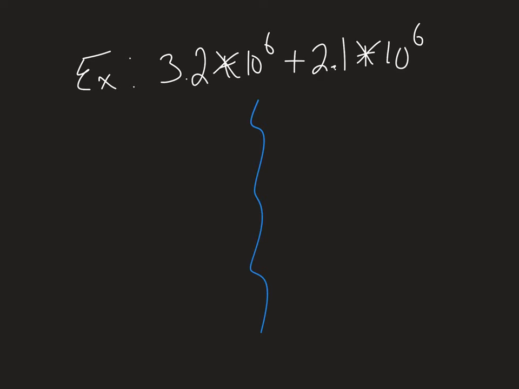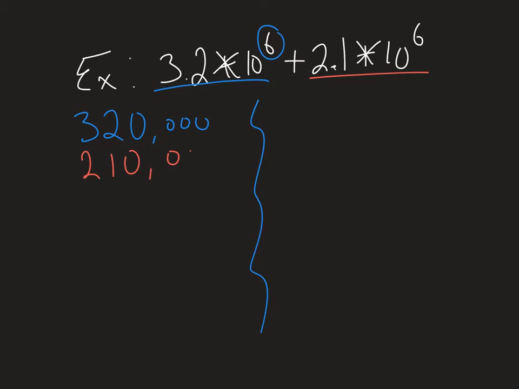So if we were to do that, we would convert this, we move the decimal over 6 places. This would be the same as 320,000. And then I do the same thing with this 2.1 times 10 to the 6, and this would be 210,000. Now, since we have the same power of 10, the addition is made a little simpler for us. So we can just make sure we line up our zeros. We have to be very, very careful about this. Make sure our decimals are lined up. So 0 plus 0 makes 0, 0, 0, 0. 2 plus 1 makes 3, and 3 plus 2 makes 5.